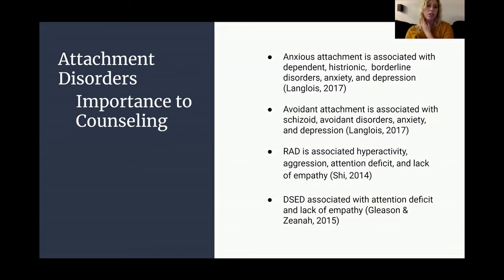Okay, so Kim and Roy touched on it a little bit, but attachment disorders and their importance to counseling. Basically, research has linked certain kinds of psychological dysfunctions to insecure and disordered attachment. So anxious attachment is associated with dependent, histrionic, borderline disorders, anxiety, and depression. Avoidant attachment is associated with schizoid, avoidant disorders, anxiety, and depression. RAD is associated with hyperactivity, aggression, attention deficit disorders, and a lack of empathy. And DSED is associated with attention deficit and a lack of empathy.